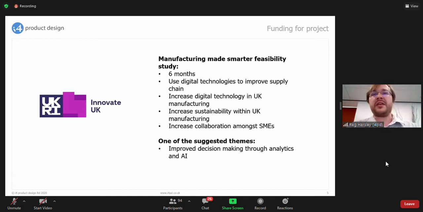Another key point was increasing collaboration amongst small and medium enterprises. So I'll talk about the team in the next slide. But related to automating costs, one of the suggested themes was looking at improving decision-making through analytics and artificial intelligence.